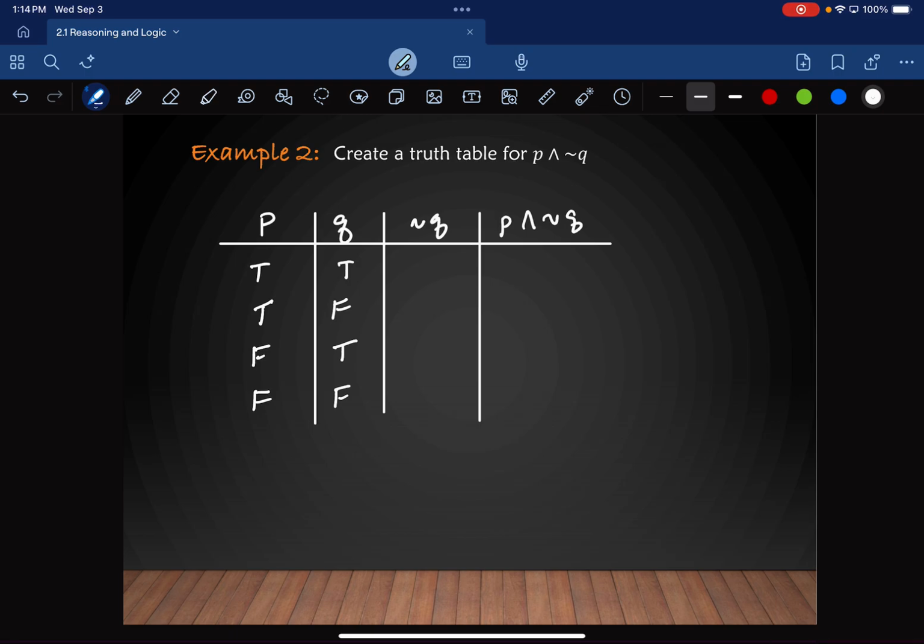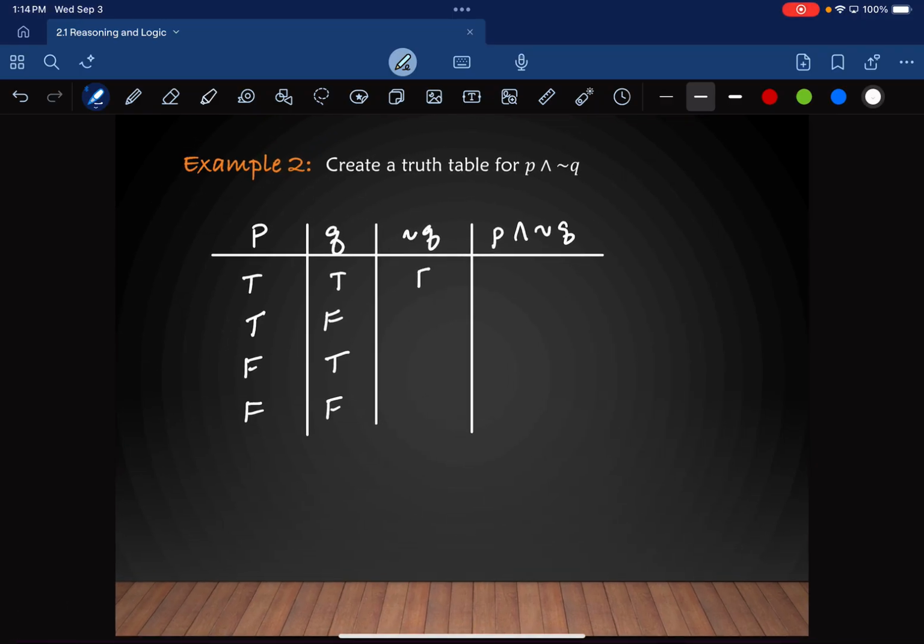However, what comes next now is a tilde column, right? It's a negation. We did those last time as well. Negation means it's going to be exactly the opposite of whatever it was before. So in this case, it says the negation of Q, so it needs to be the exact opposite of the Q column. So it will say what? False, true, false, true. Okay, is that all right?